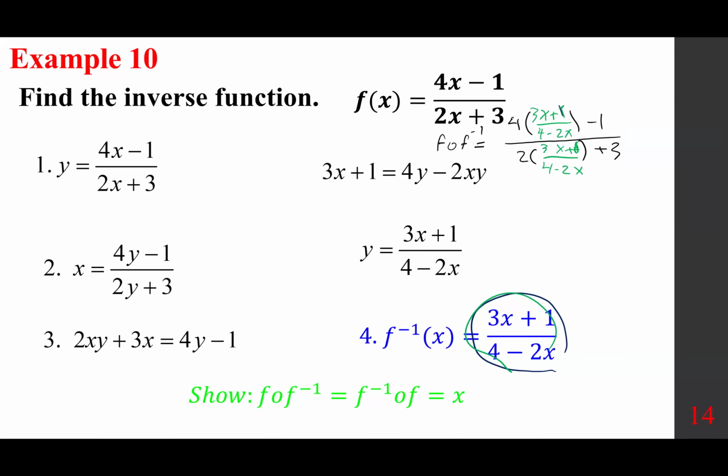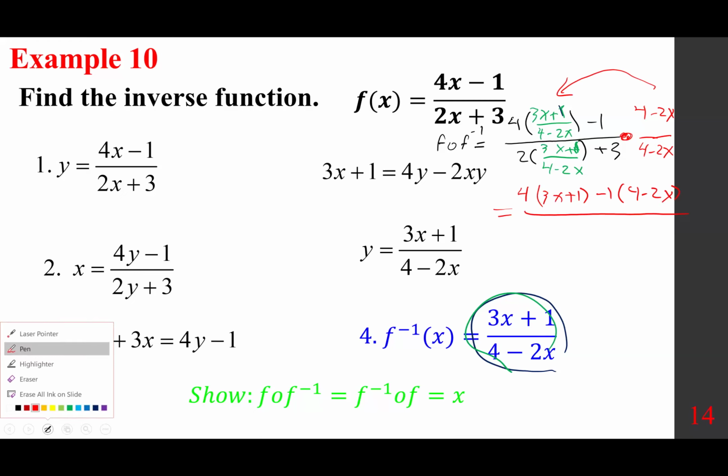I am finding the composite function, everybody. And so to simplify this complex fraction, I'm going to multiply the top and the bottom by the LCD, which is 4 minus 2x. So if I apply this to the first one, I get 4 minus 2x drops times the numerator, 3x plus 1, minus 1 times 4 minus 2x. And for the bottom, 4 minus 2x drops, I get 4.